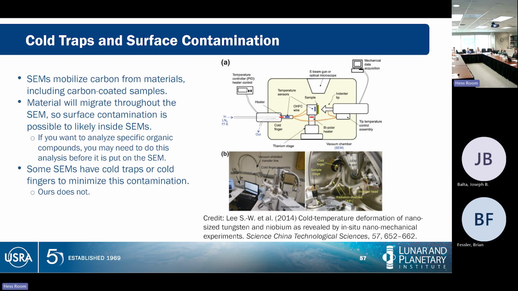Some SEMs can be built with a cold finger. In this case, liquid nitrogen is put in the back of this, cold finger marked right there. This is a spot where, if material vaporizes, stuff will condense. And then you can remove that condensate material to minimize contamination. This is available on some SEMs. It is not on ours. This is one of those embellishments above and beyond what we can do.